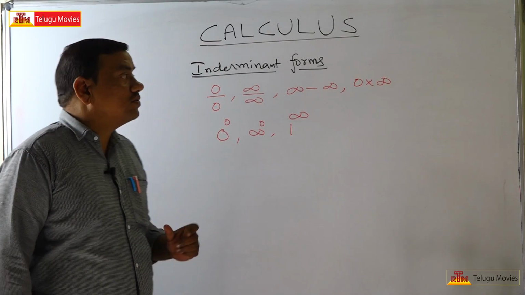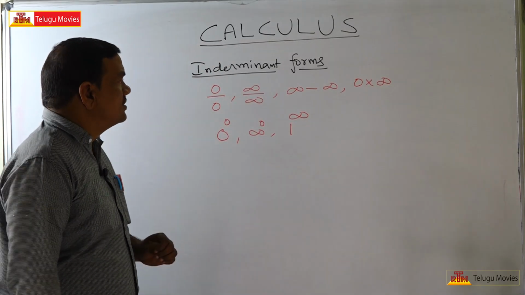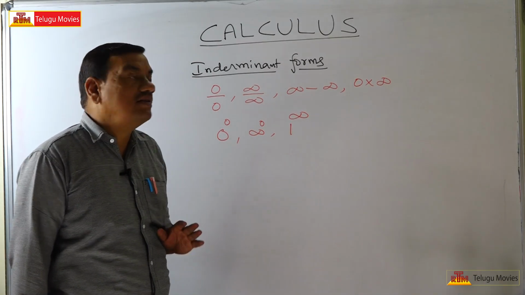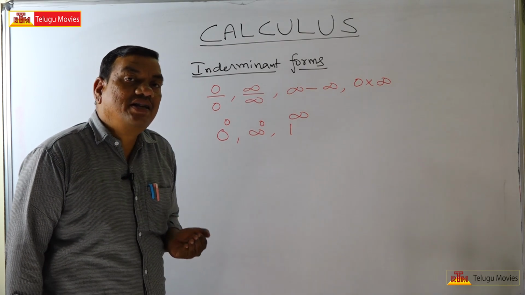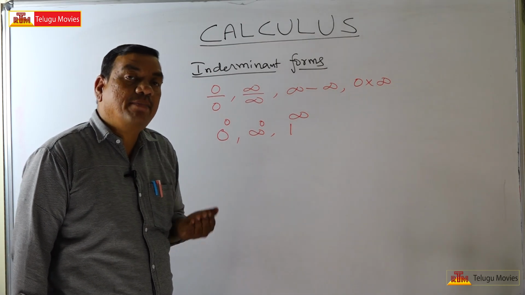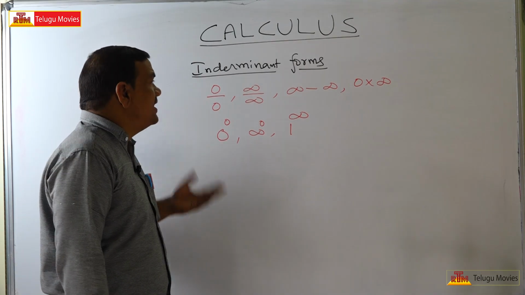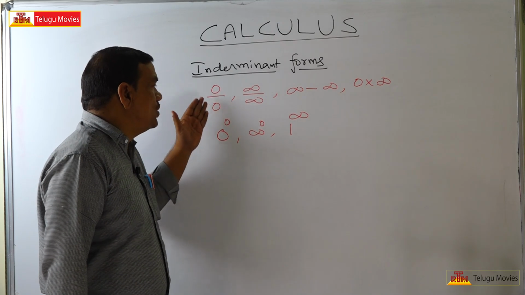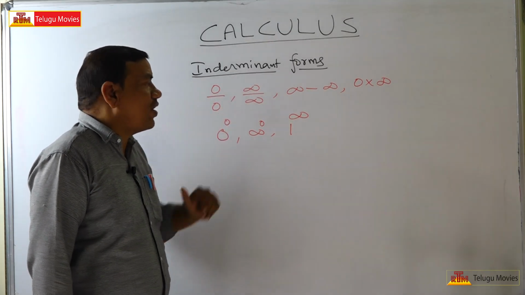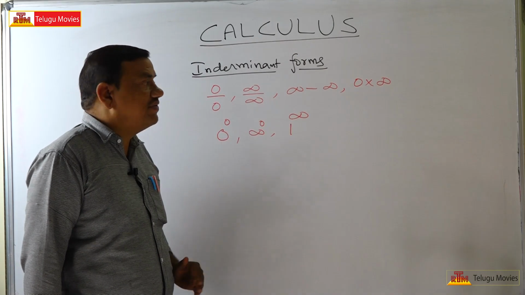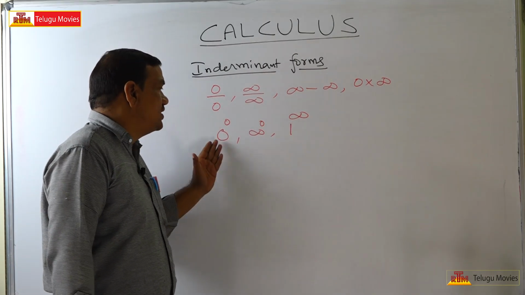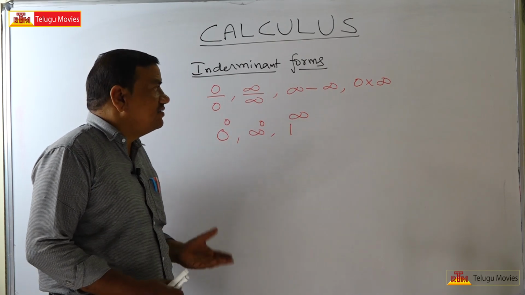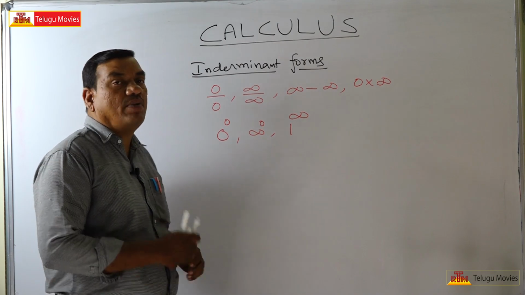Welcome back to one more concept. Here there are some indeterminate forms. What is meant by indeterminate? The name itself says it: determinate means we can find, measure, and calculate, while indeterminate means we cannot calculate, there is no meaning for that. These are 0 upon 0, infinity upon infinity, infinity minus infinity, 0 into infinity, 0 power 0, infinity power 0, and 1 power infinity. These forms are called indeterminate forms.